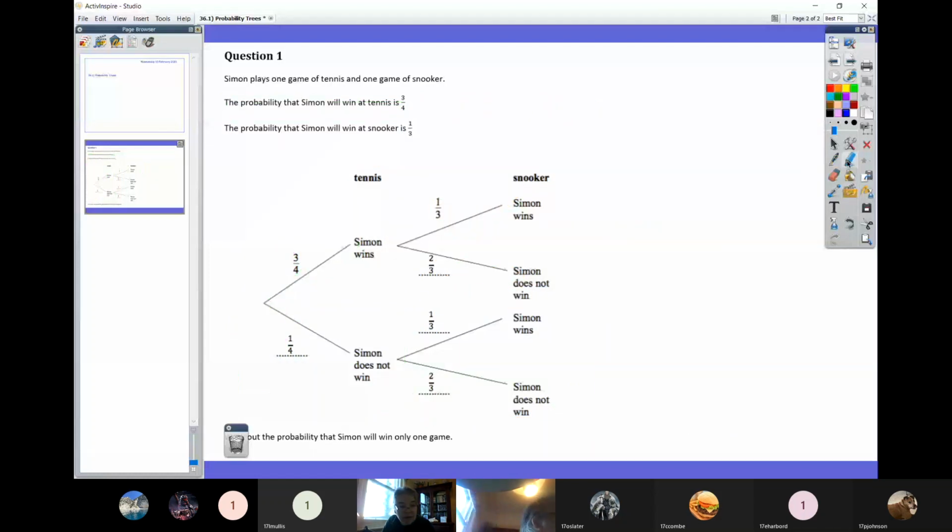So the question says, I've just covered up what the question says, haven't I, with that little thing. Let's move that out of the way. Work out the probability that Simon will win only one game.